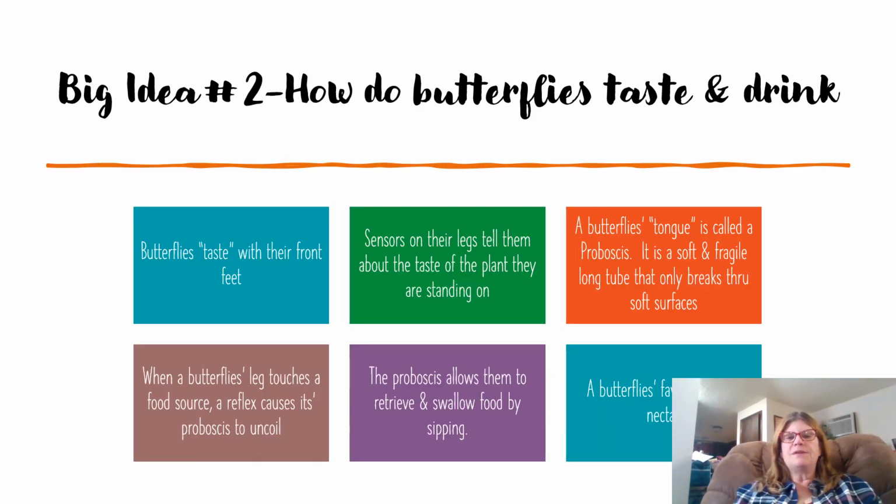My big idea number 2 is, how do butterflies taste and drink? Well, butterflies taste with their front feet. They have sensors on their legs that tell them about the taste of the plant that they're standing on. Their tongue is called a proboscis, and it's a soft, fragile, long tube that only breaks through soft surfaces. When a butterfly's leg touches a food source, a reflex causes the proboscis to uncoil. The proboscis allows them to retrieve and swallow food by sipping, and their favorite food is nectar.